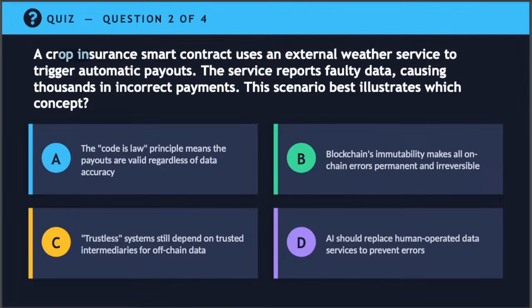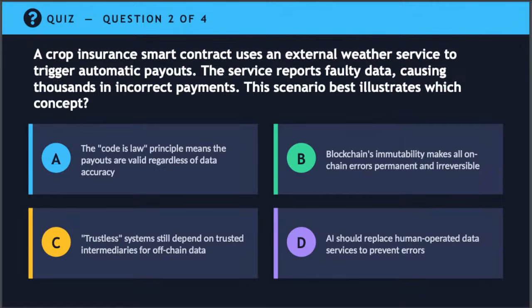A crop insurance smart contract uses an external weather service to trigger automatic payouts. So I guess when there's a weather event, hail destroyed all the crops, the external weather service would trigger the automatic payout for the insurance. The service reports faulty data, causing thousands in incorrect payments, so the farmers are happy. This scenario best illustrates which concept?